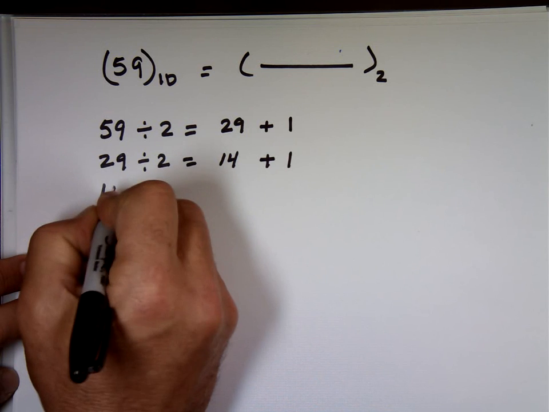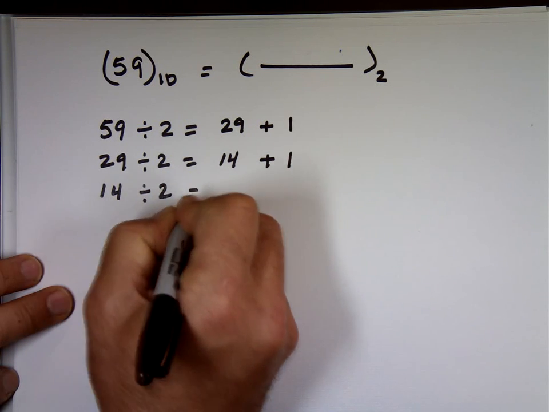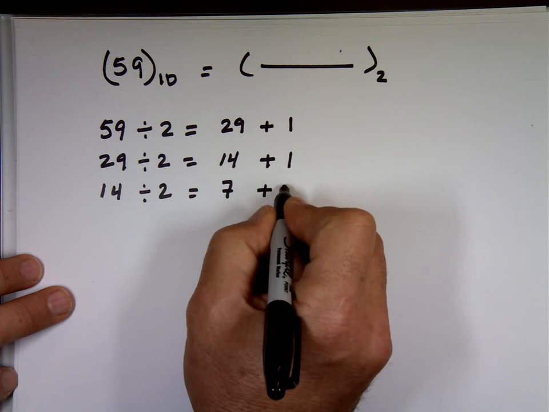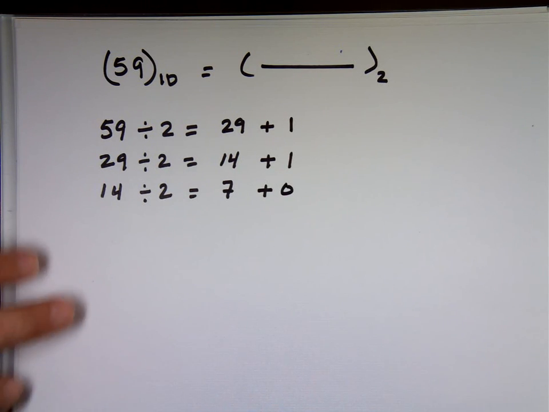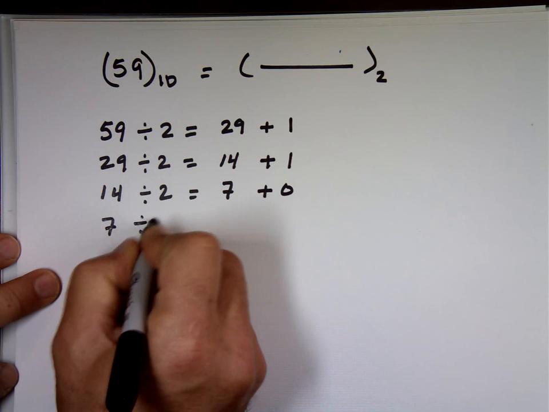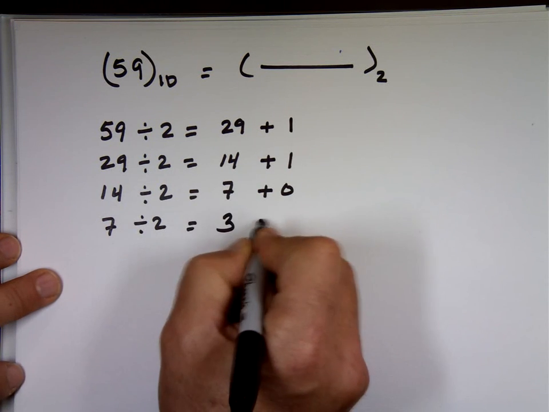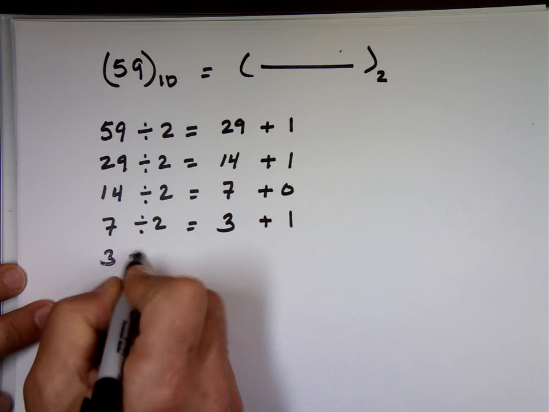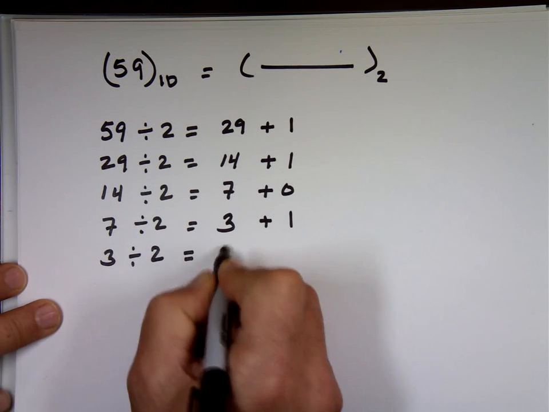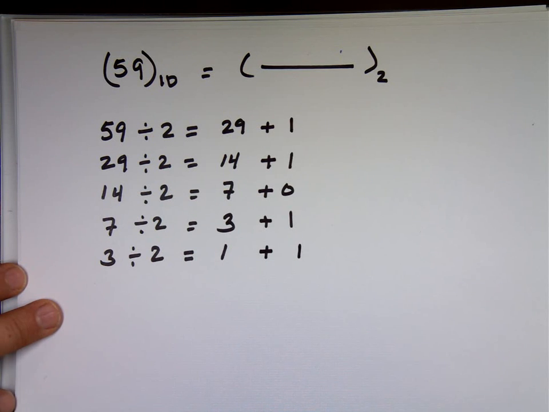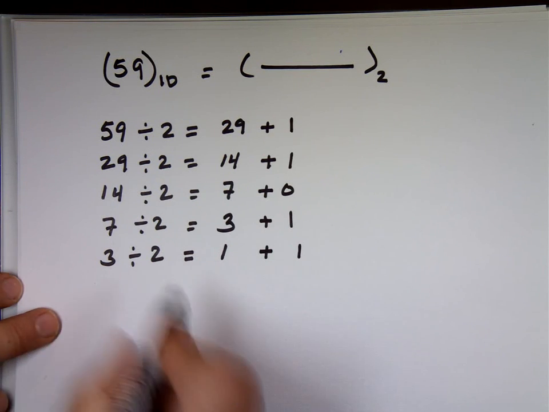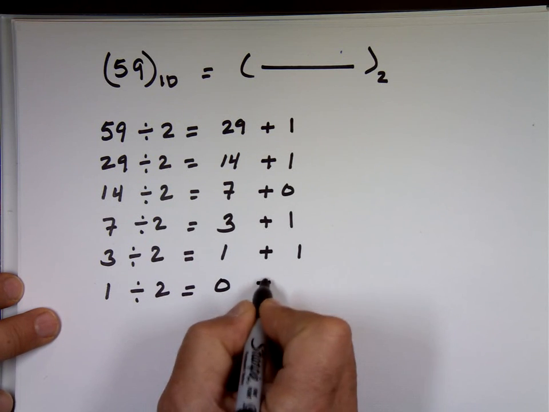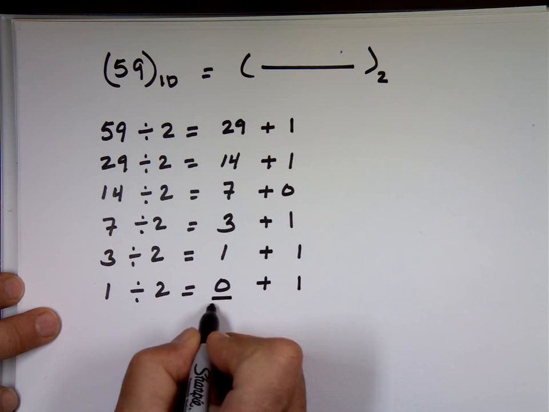14 divided by 2. 7 plus a remainder of what? 0. There's no remainder. 7 divided by 2. 3 plus a remainder of 1. 3 divided by 2. 1 remainder of 1. And finally, the 1 divided by 2, which is 0 plus a remainder of 1. Once you reach the 0, you stop right there.